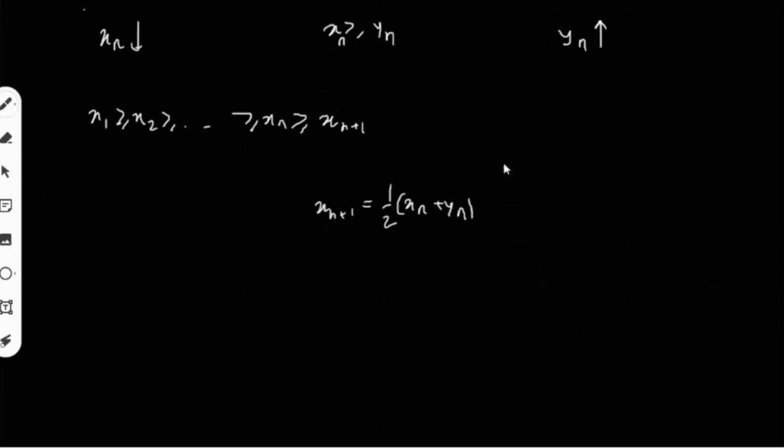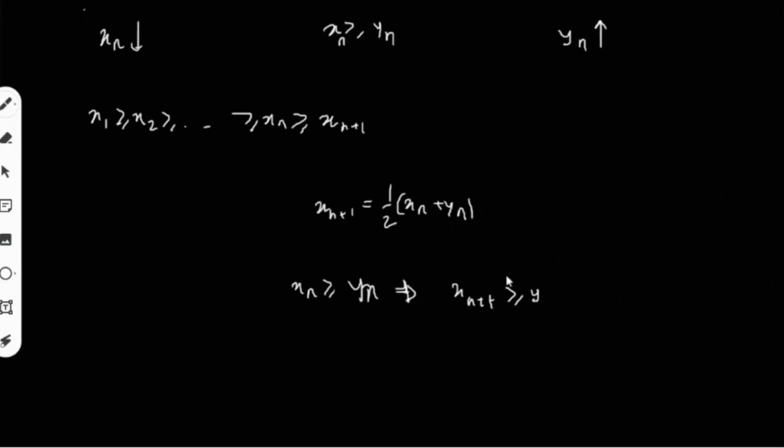Average is always lower. Since xn is greater than or equal to yn, xn is the greater one. So we know that the average lies between the two numbers. So xn is greater than or equal to yn. This implies that xn plus 1 is greater than or equal to yn. Why?